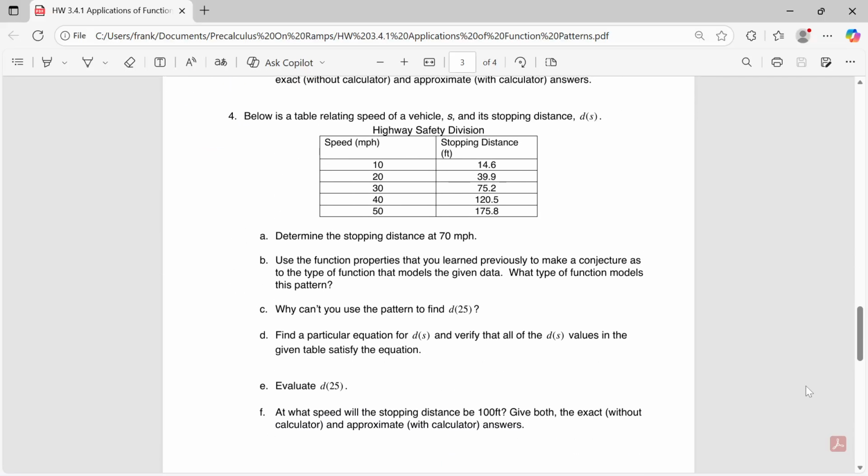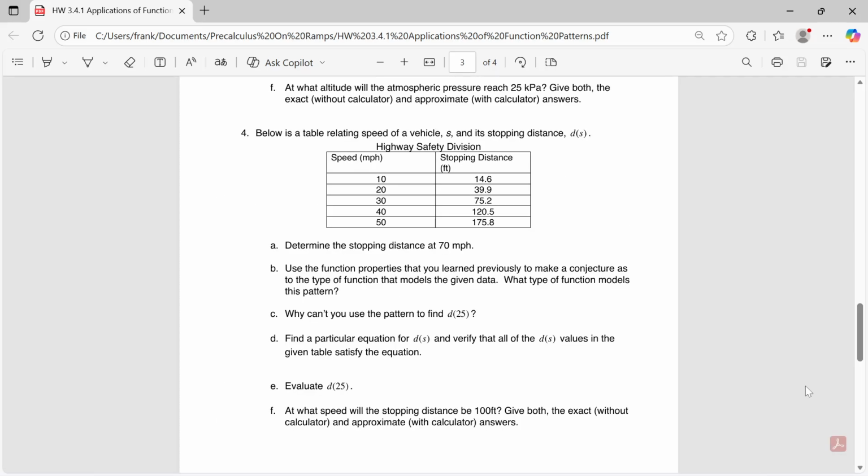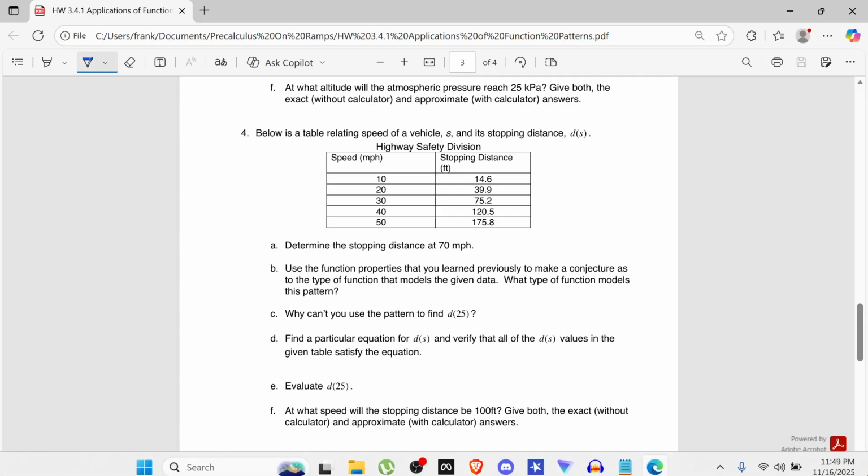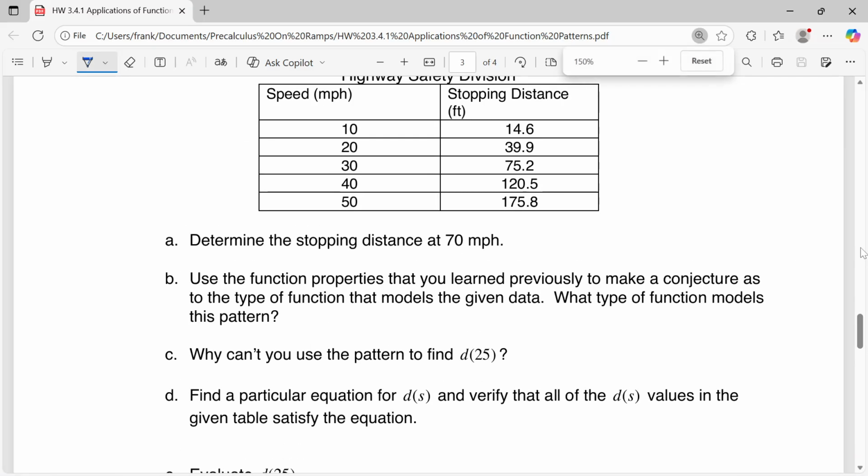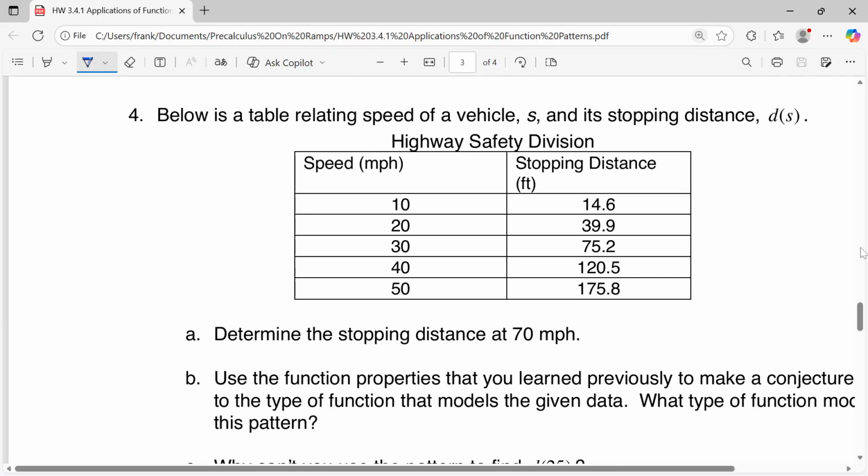So I'm going to do question number 4. Let me see if I can get the whole thing on the screen. It says below is a table relating the speed of a vehicle and its stopping distance: speed in miles per hour and stopping distance in feet. Determine the stopping distance at 70 miles per hour. Well, let me check this out. I don't know what kind of function this is, but let me find the first differences.